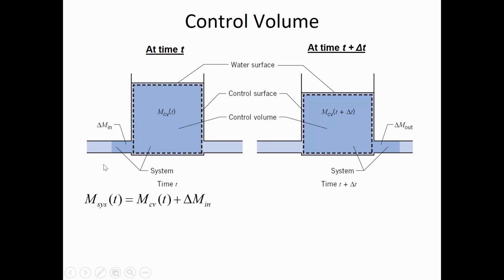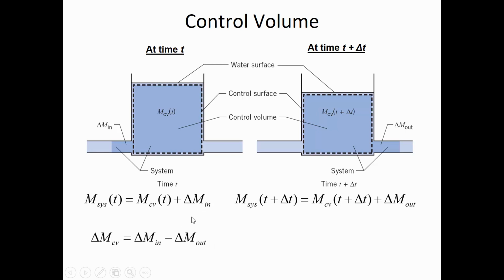This is how we would express it symbolically. We say that the mass of the system at time t is the mass that's in the control volume and the mass that's in the inflow pipe. Whereas at time t plus delta t, the mass of the system was however much is in the control volume at this time, and now its new location is in the outflow pipe. So we can generalize that a little bit more into an equation that we'd use more often.